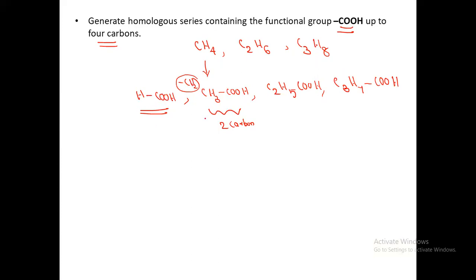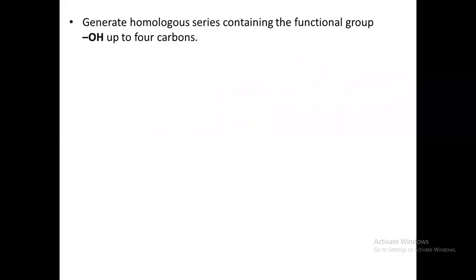So this is the first four members of a series of carboxylic acid. Always remember, just think of the alkane formula, replace the hydrogen with the functional group. That's it, you will get the series. Similarly, for the first four alcohols, just write the first four alkanes. I hope it's clear now.